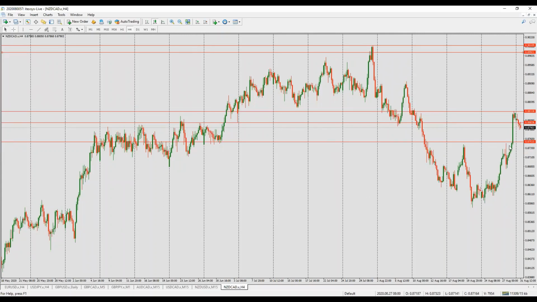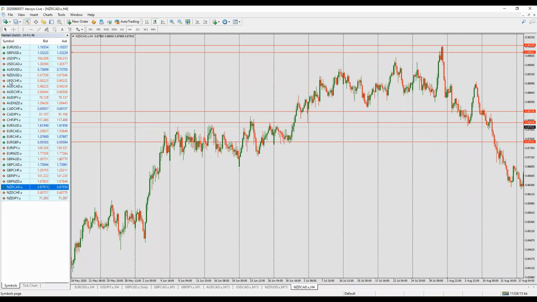And by the way, if the price breaks out this level or this area, there is a high probability that we are on the way to the next available demand, which is not here, but here. All right. That was the New Zealand Canadian, and the next one, and the last one probably, will be the Euro Yen.